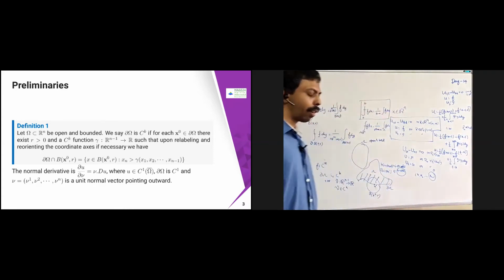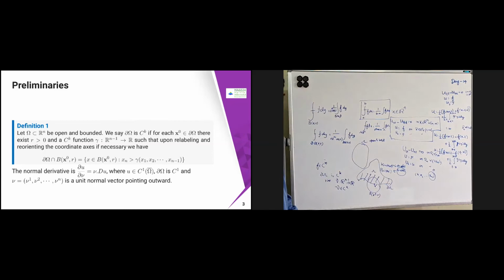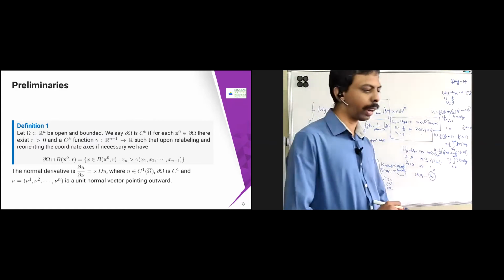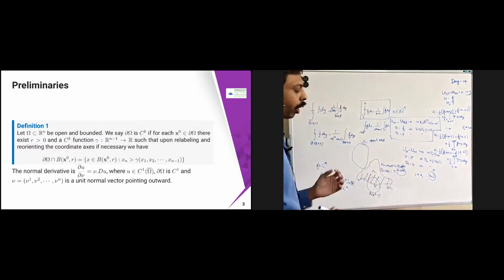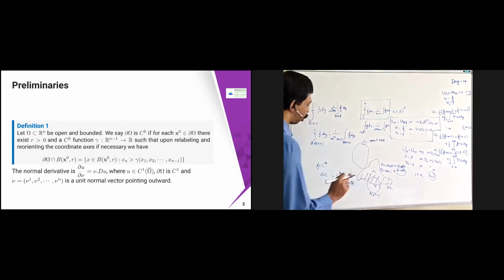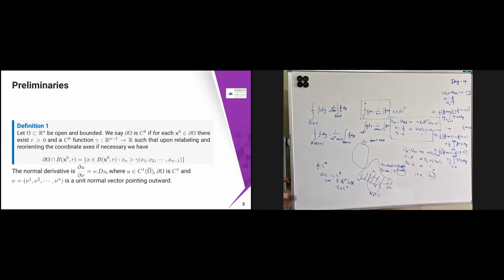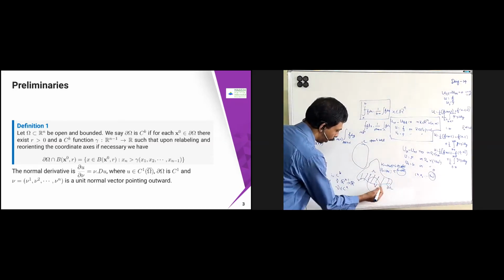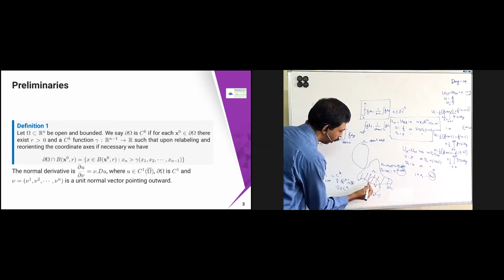Now, I have found this gamma. I need to find two things for ∂Ω: r greater than 0 and gamma. For this, I am going to relabel and reorient the coordinate axes if necessary, such that I take the intersection between ∂Ω and the ball, so it becomes like this part.